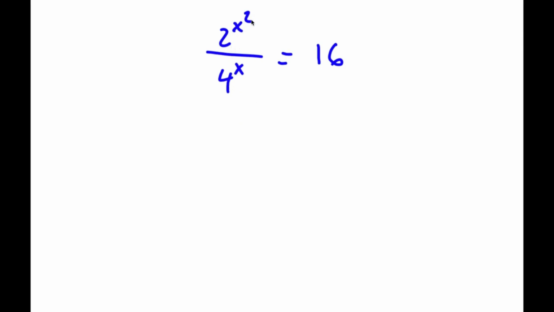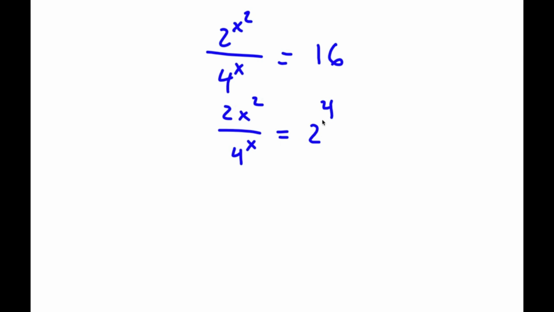Alright, so I have 2 to the power of x squared over 4 to the power of x is equal to 16. Now 16 here, this is equal to 2 to the power of 4. So now I have 2 to the power of x squared over 4 to the power of x is equal to 2 to the power of 4.